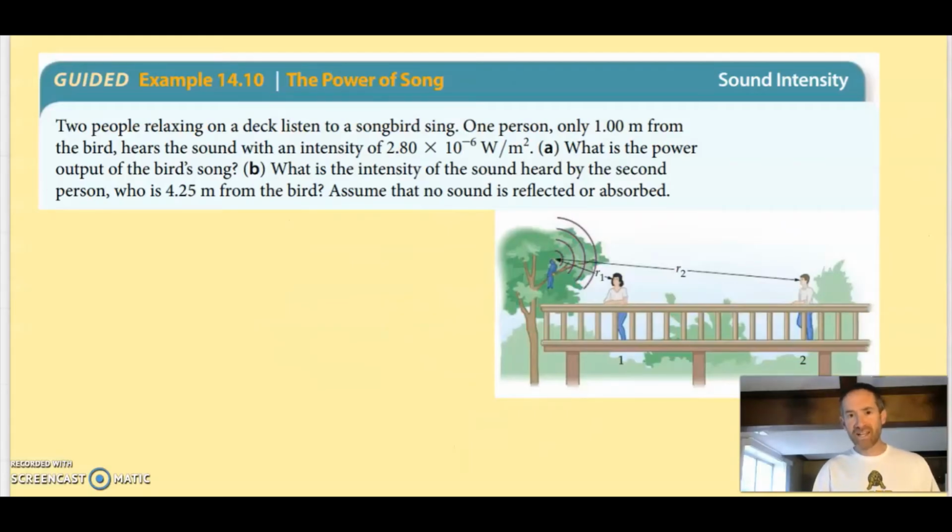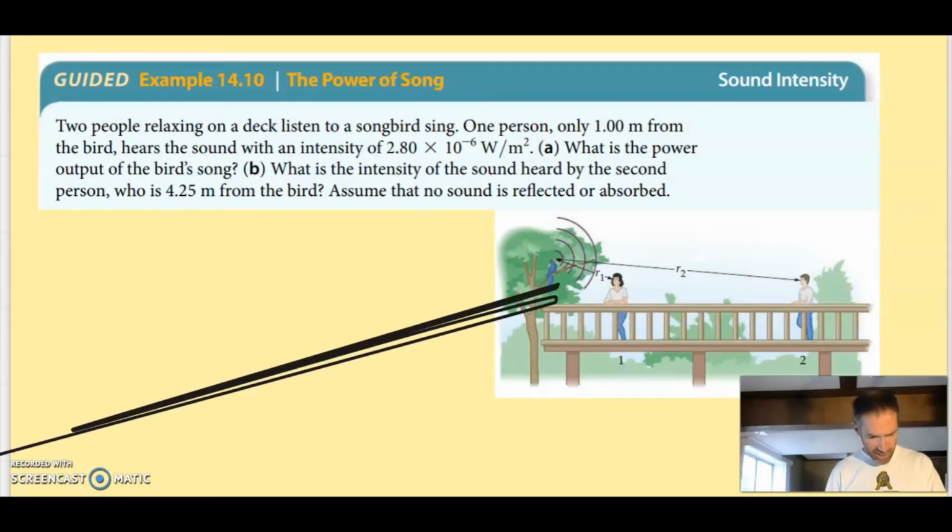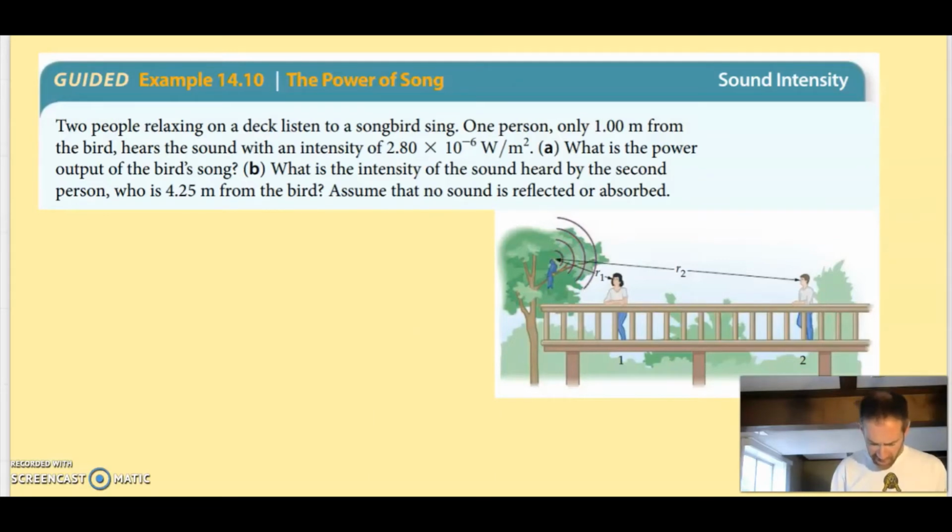On example 14.10, there are two people listening to a bird. And here's the bird up here in the tree. You can see they're drawing the bird's sound waves, the compressions spreading out like this. Whenever the sound finally intercepts this person's ear, there's an intensity that's the ratio of the power to the area. Now, they tell you that the intensity, that ratio at that spot, is 2.8 times 10 to the minus 6 watts per square meter. They want to know what's the power, that is, how much energy the bird is putting out every second.